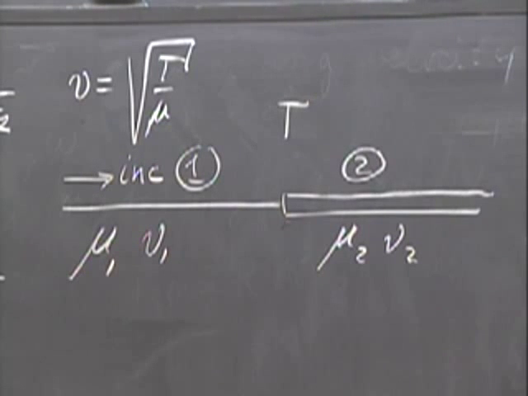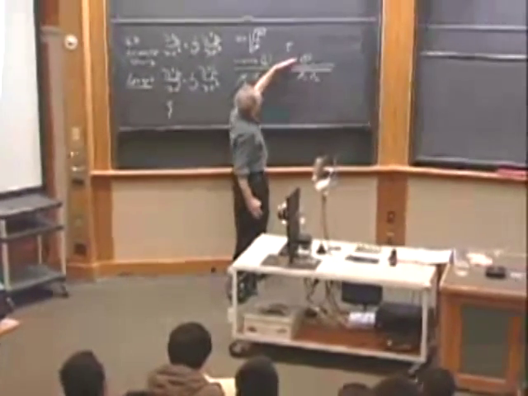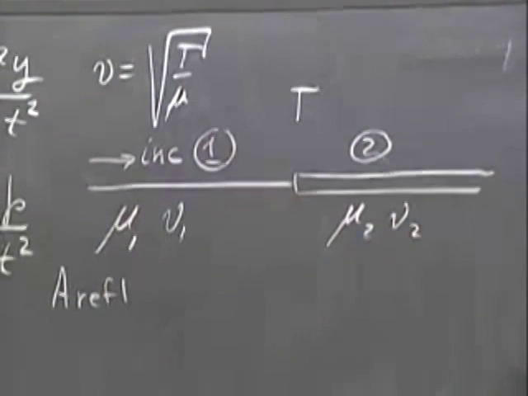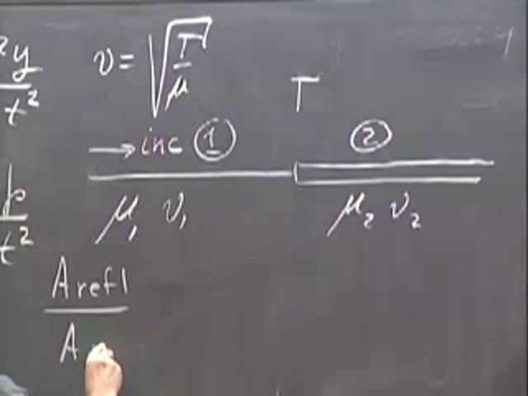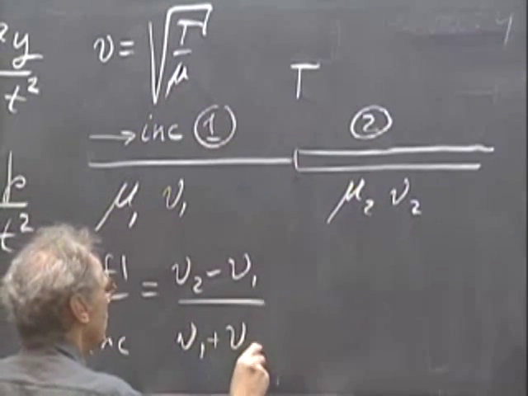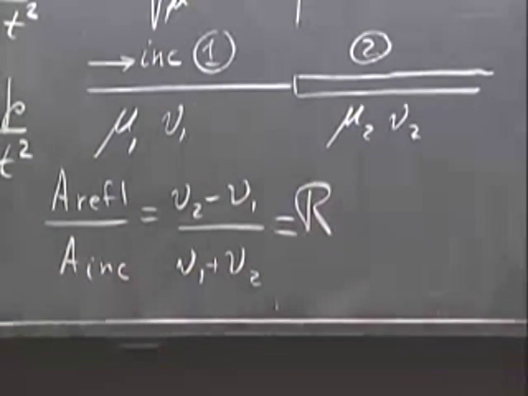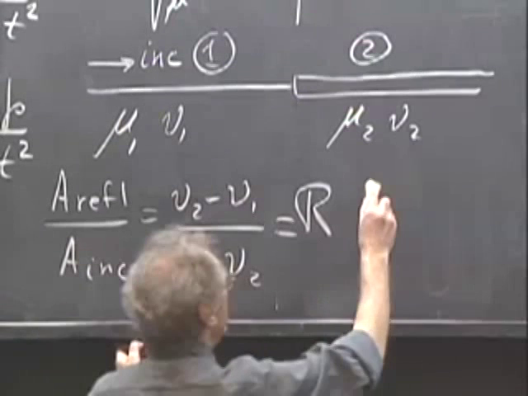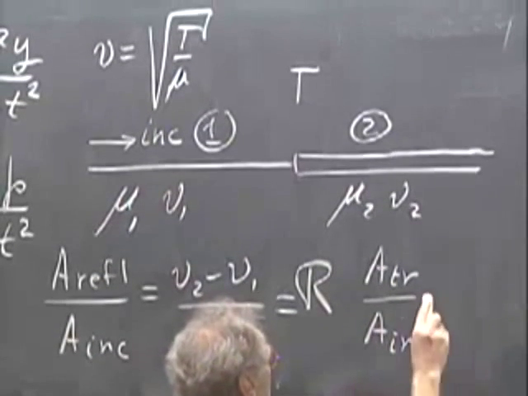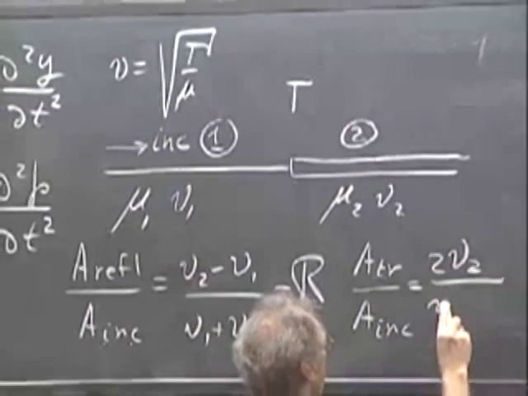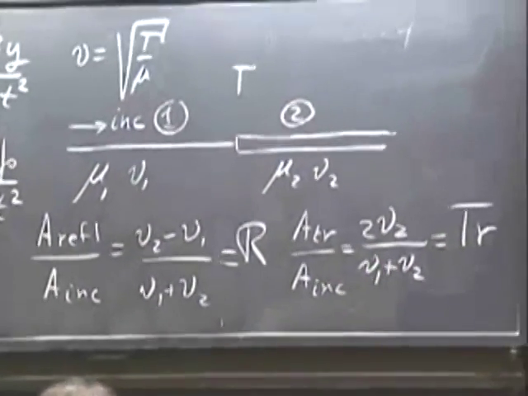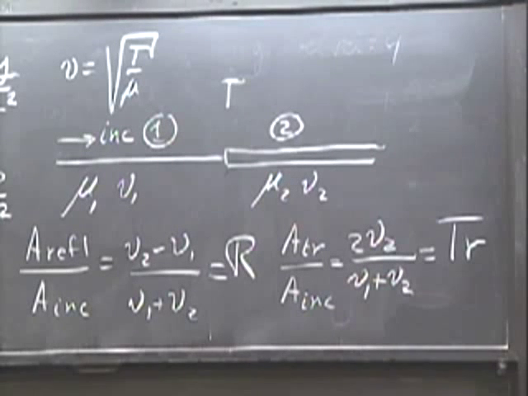and that dy/dx on the left side is the same as dy/dx on the right side, with those boundary conditions, we found that the amplitude of the reflected wave, and the same would hold for a pulse, divided by the amplitude of the incident wave, was (v2 minus v1) divided by (v1 plus v2), and I called that R, reflectivity. And we found that the amplitude of the transmitted wave, or pulse, divided by the amplitude of the incident one, was 2v2 divided by (v1 plus v2), and I called that, shorthand notation, transmittivity.